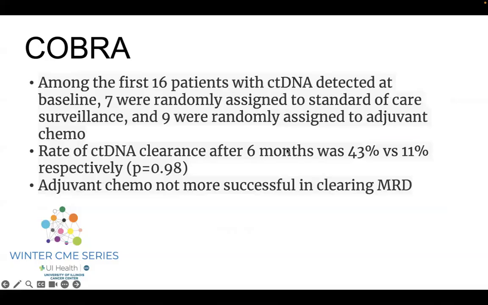Among the first 16 patients with ctDNA detected at baseline, 7 were randomly assigned to standard of care, which was surveillance, and 9 were randomly assigned to adjuvant chemo. The rate of ctDNA clearance after 6 months was 43% versus 11%. But this particular study found that adjuvant chemo was not more successful in clearing ctDNA, or minimal residual disease.